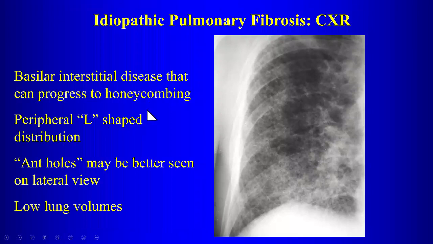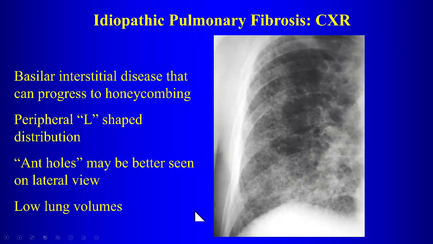On the chest radiograph, we have interstitial disease, reticular opacities, predominantly in an L-shaped distribution like this. Worse at the lung bases, but especially in the periphery of the lungs. And if you look real close, you might see these little holes, look like ant holes.